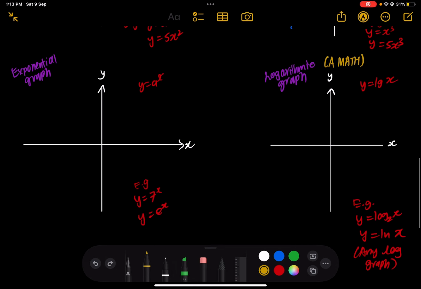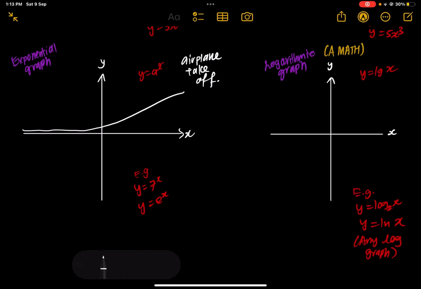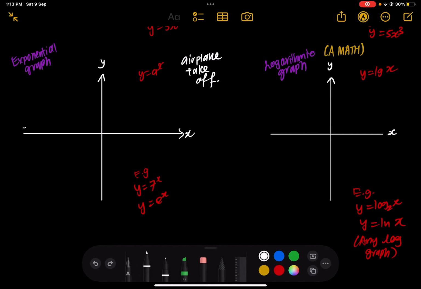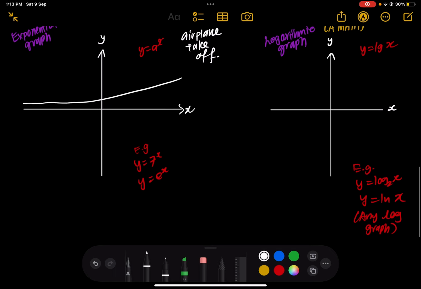Next one, exponential graph. y equals to a power x. I don't know if E math has it, but this one A math confirm has. So you just think of the exponential graph like an aeroplane taking off. How does an airplane take off? From the runway, right? So it's like that. Shoot upwards like that, and you cut the y-intercept at 1.